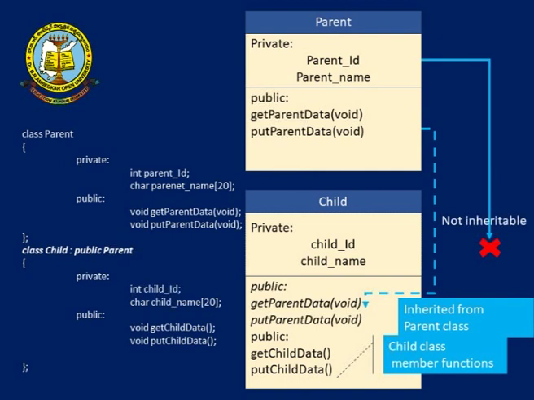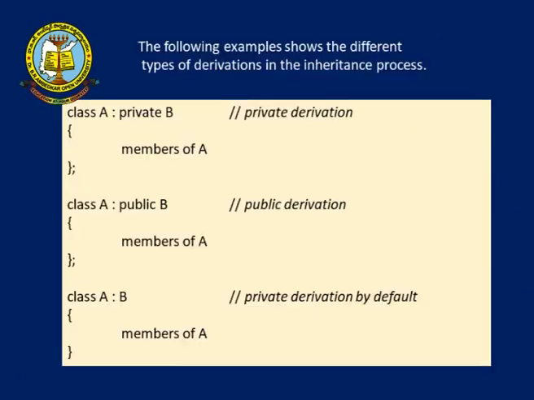See, this example makes you understand how to derive a new class from an existing class. In this example we have seen that the parent class is an existing class and we have created a new class named child from the parent class. And here we can show the different types of derivations.